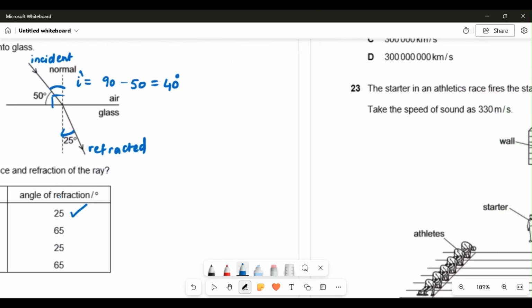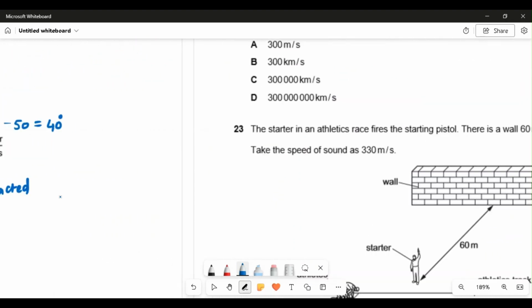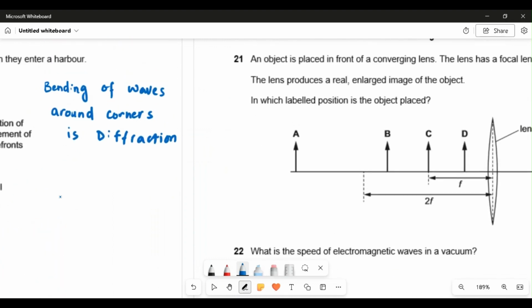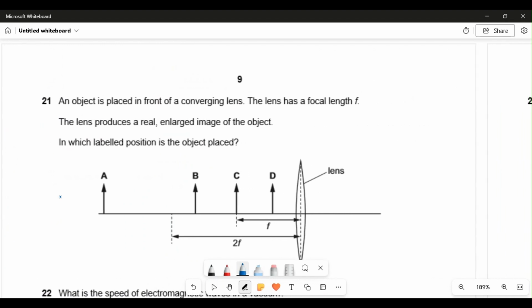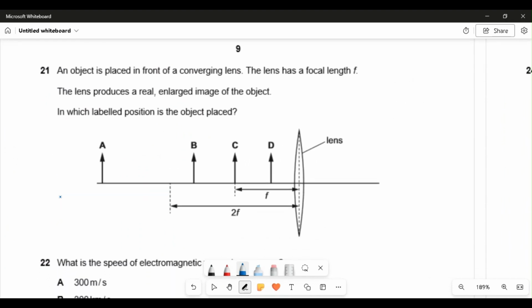Next question is question number 21. Question number 21 is about the lenses. We have a convex converging lens here having a focal length f, that is from center to point C, and double of the focal length is here. Now the lens produces a real enlarged image.